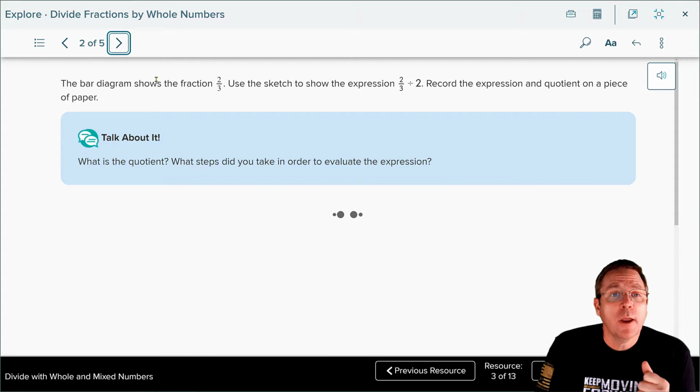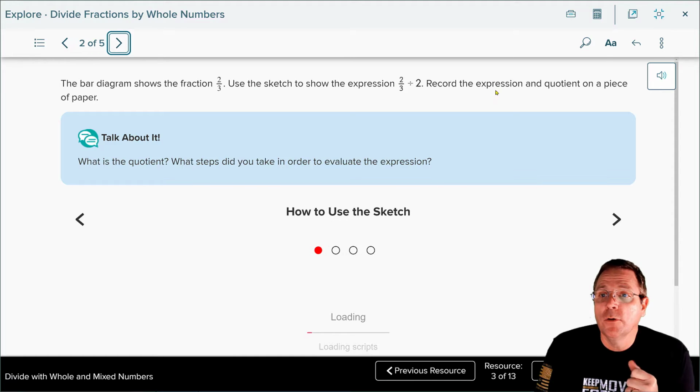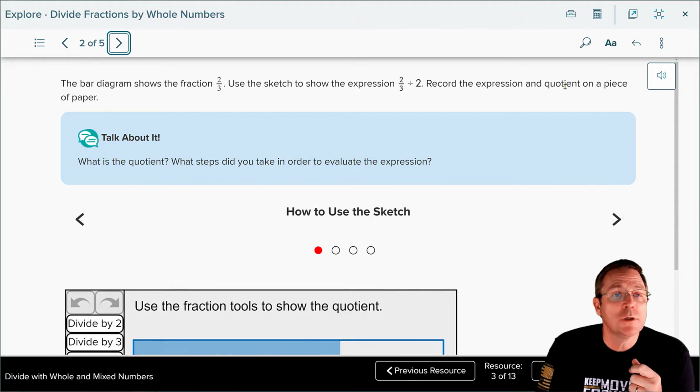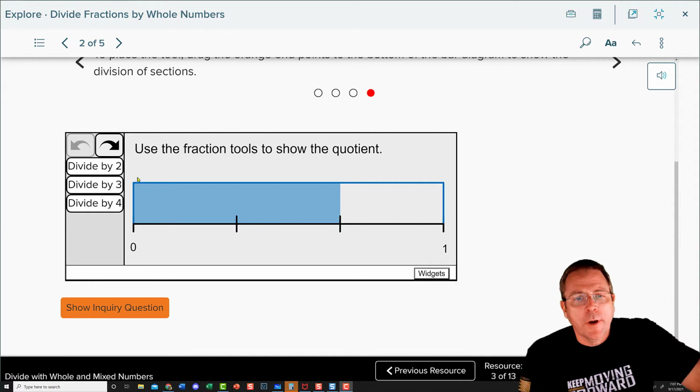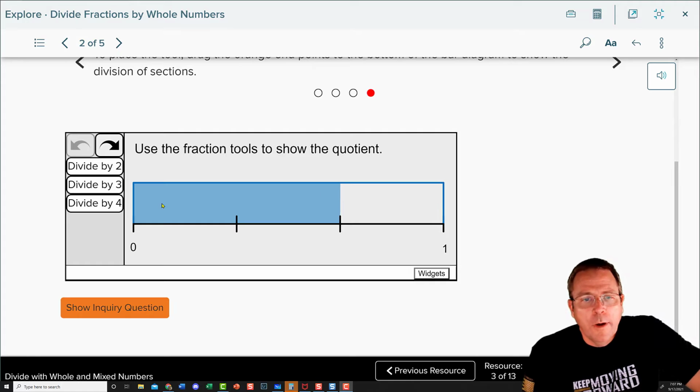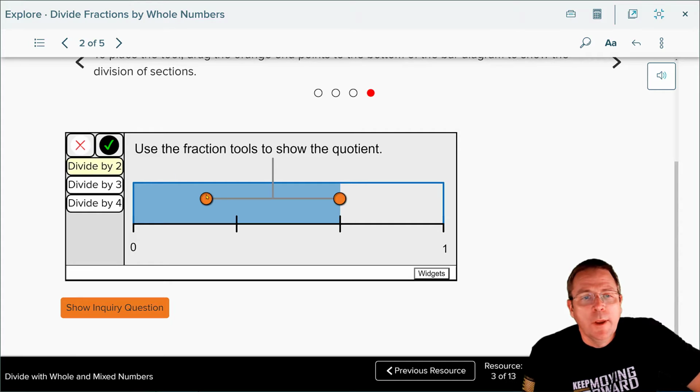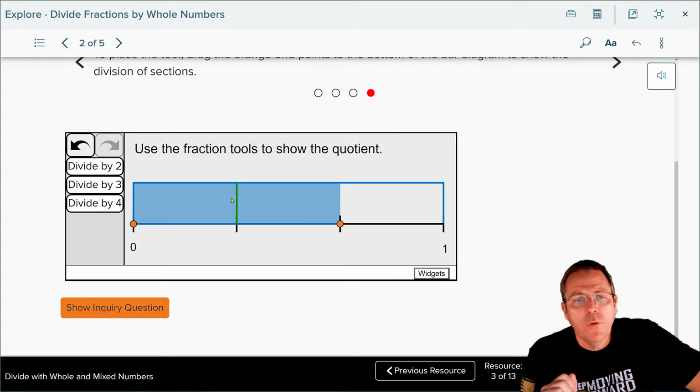The bar diagram shows a fraction of 2/3, and we're going to use a sketch to show 2/3 divided by 2 and record our expression as a quotient on a piece of paper. So here you can see the bar diagram. You've got one whole and 2/3 of that bar diagram is shaded. Now if we were to divide by 2, I'm going to put one dot here, one dot here. That means I'm dividing the 2/3 into 2 equal portions.